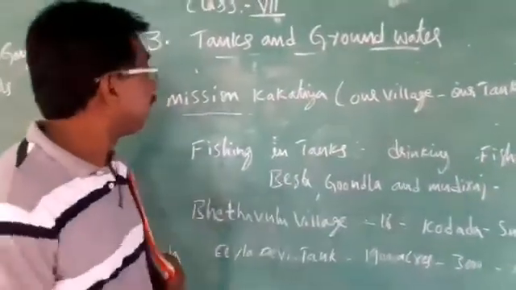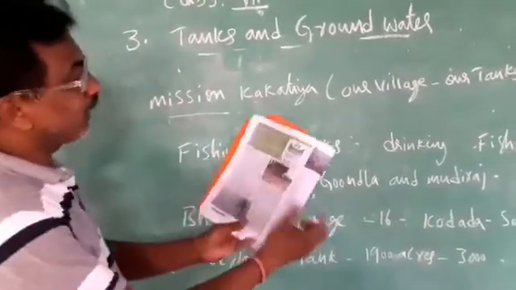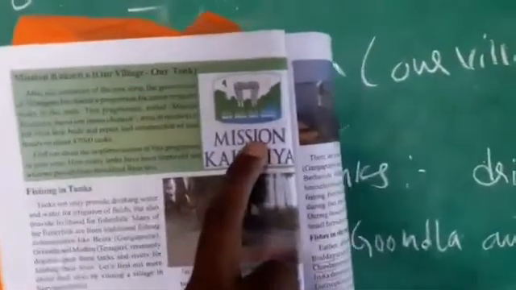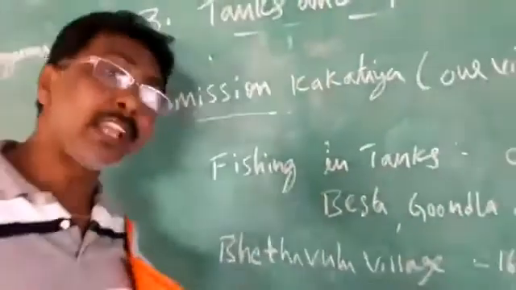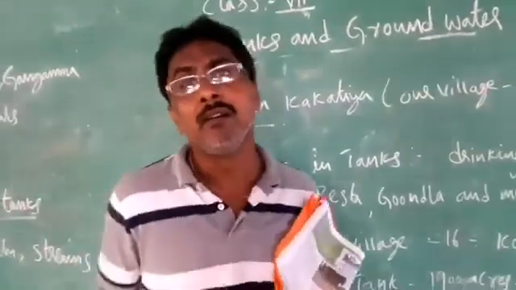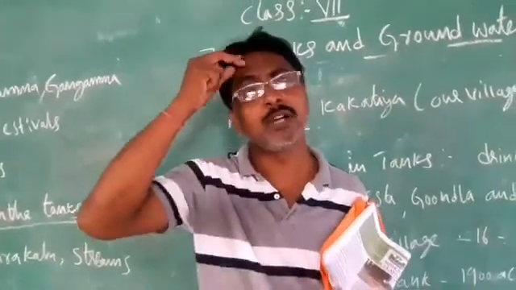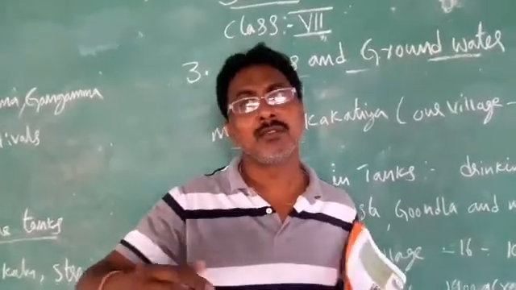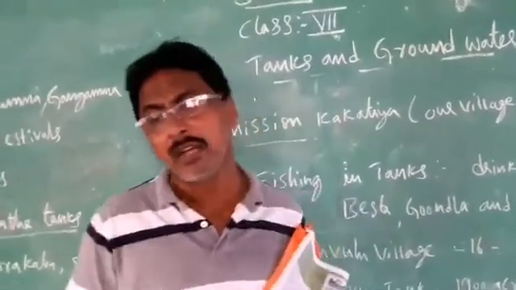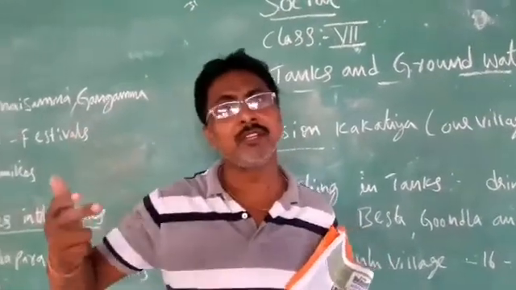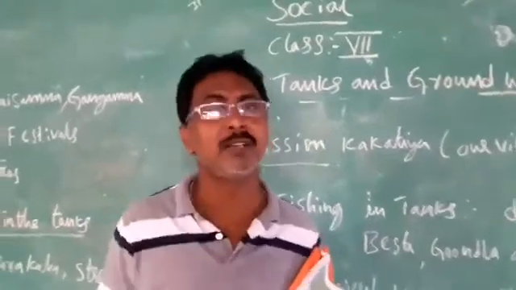Now here you see, this emblem is called Mission Kakatiya, mana uru, mana cheruvu. It was started to protect the rivers. Another one they also started: Mission Bhagiratha, for giving water for drinking purpose. Previously, taps were not there everywhere. Now today, in each house, taps were provided by Mission Bhagiratha.